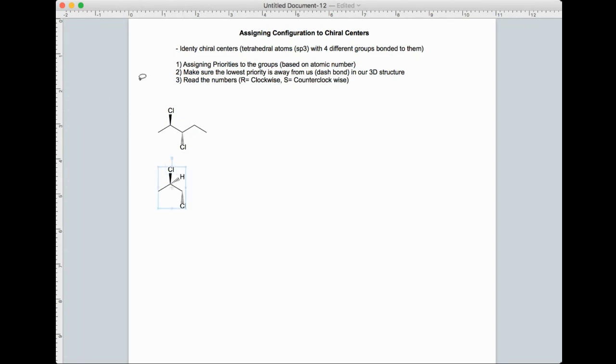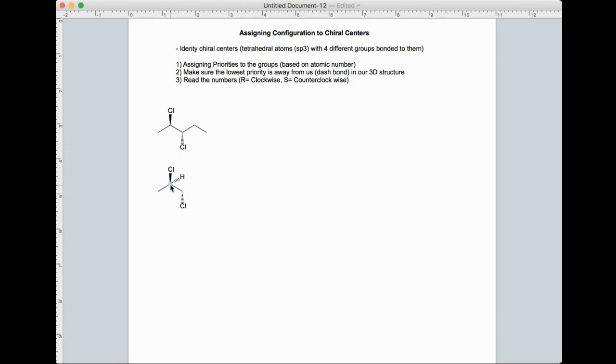So a carbon has 4 bonds. I'm giving you 2 bonds in the plane of the screen, 1 bond coming toward us, and the remaining must be away from us. Remember, this carbon is sp3 tetrahedral structure. So this is the configuration of the chiral carbon, and now we're going to assign priorities.